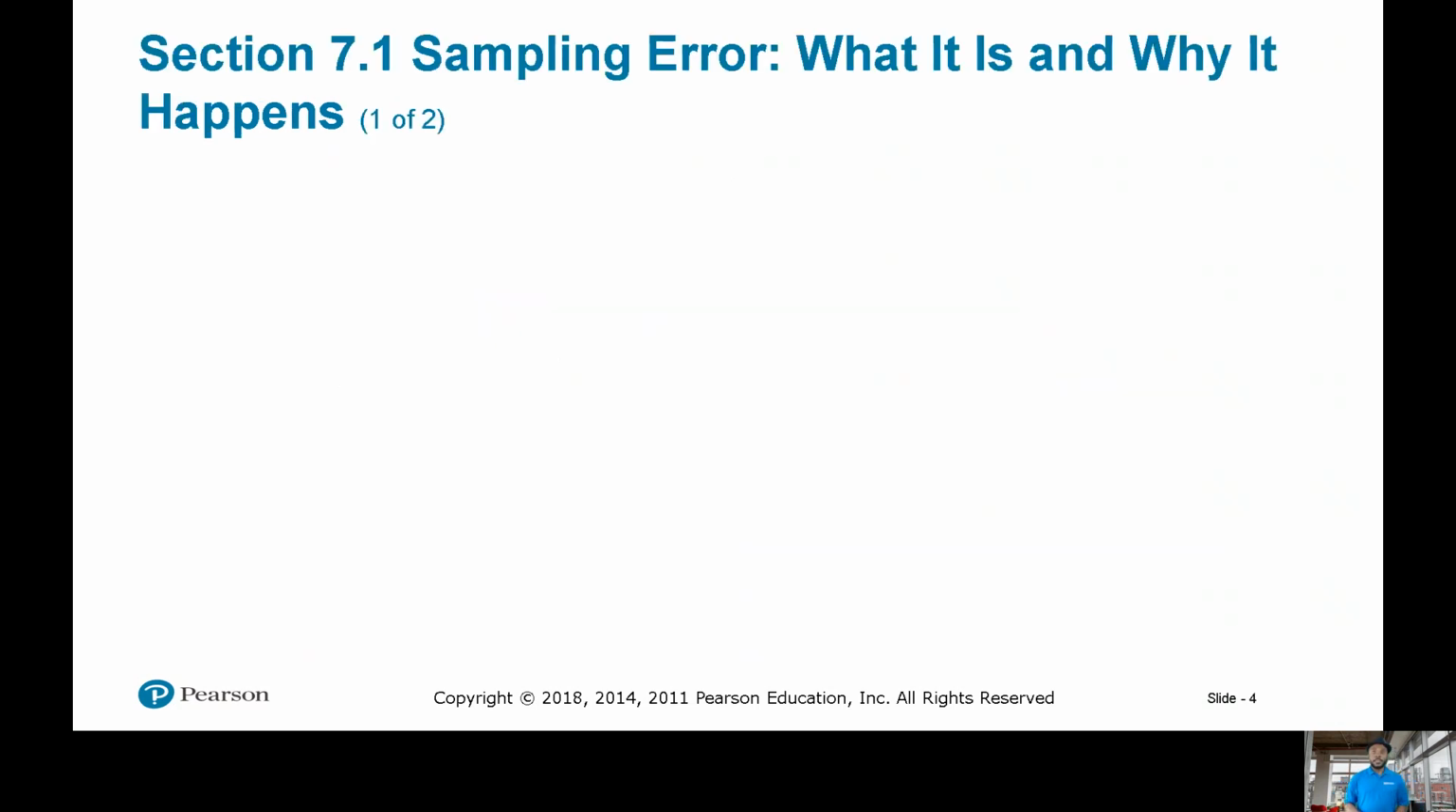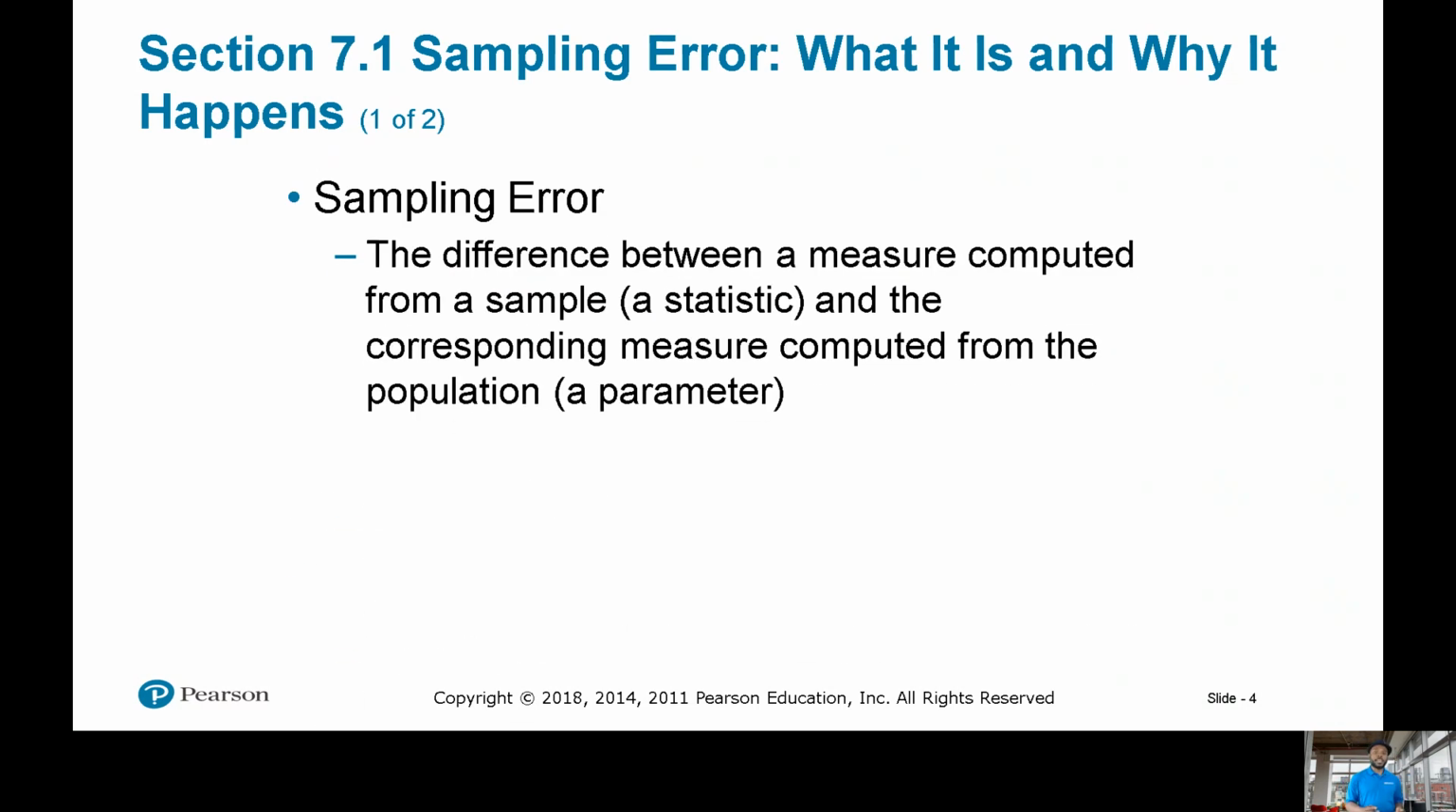Okay, so what is a sampling error? A sampling error is basically the difference between a measure computed from a sample, which is a statistic, and the corresponding measure computed from a population, which is a parameter. So the big picture here is that we have this very big population. Let's call this our population. And now from this population, we will draw out a small sample. So let's call this our sample.